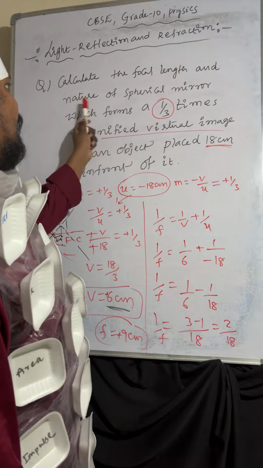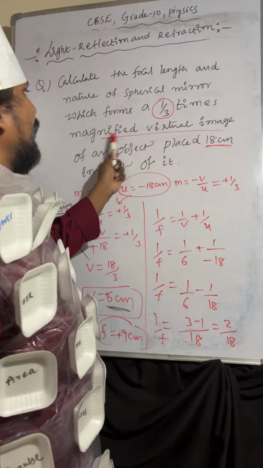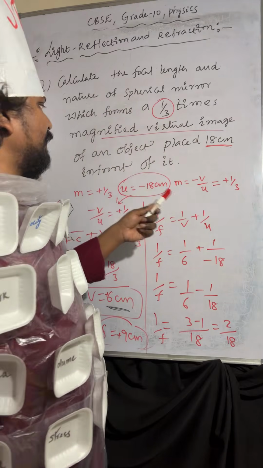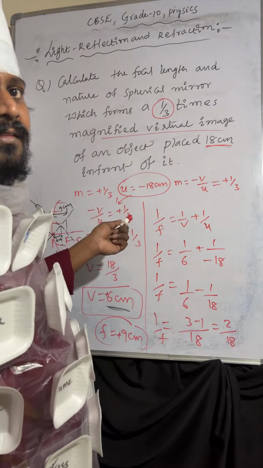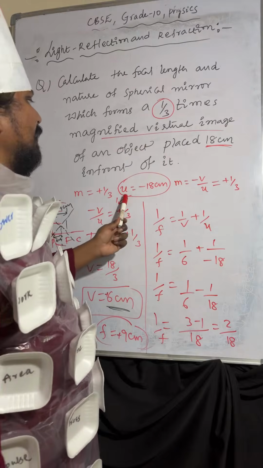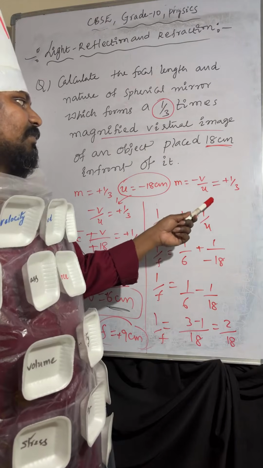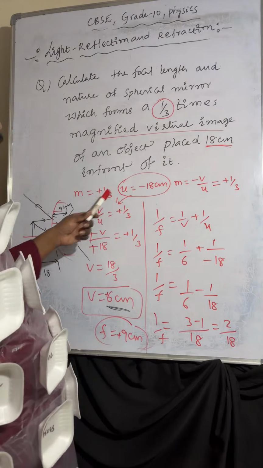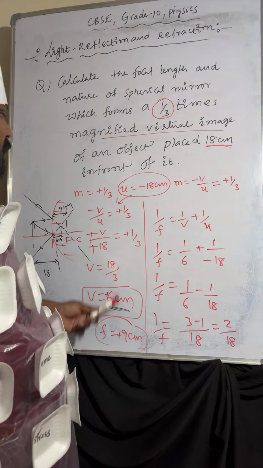Calculate the focal length and nature of the spherical mirror which forms a 1 by 3 times magnified virtual image. Magnified virtual image, so magnification is plus 1 by 3. Object distance is given as minus 18 centimeter. Magnification equals minus v by u, that is plus 1 by 3. Substitute u as minus 18 here, and you will get the v value with a positive sign.